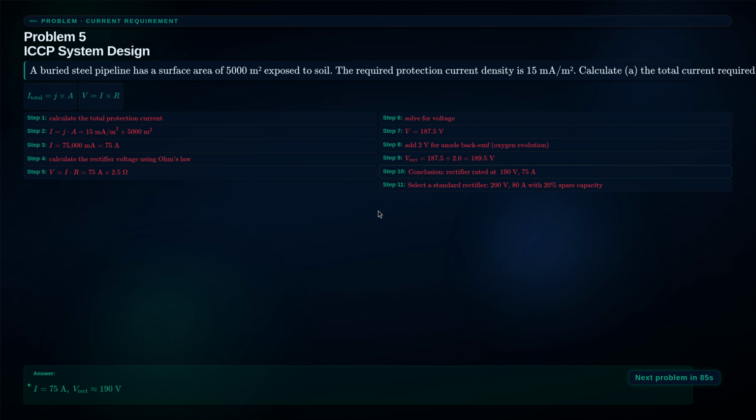Step 2. Calculate the rectifier voltage using Ohm's law. V equals I times R. 75 amperes times 2.5 ohms equals 187.5 volts. Step 3. Add 2 volts for anode back EMF from oxygen evolution. V rectifier equals 189.5 volts. The conclusion is we need a rectifier rated at approximately 190 volts and 75 amperes. Select a standard rectifier of 200 volts, 80 amperes with 20% spare capacity.